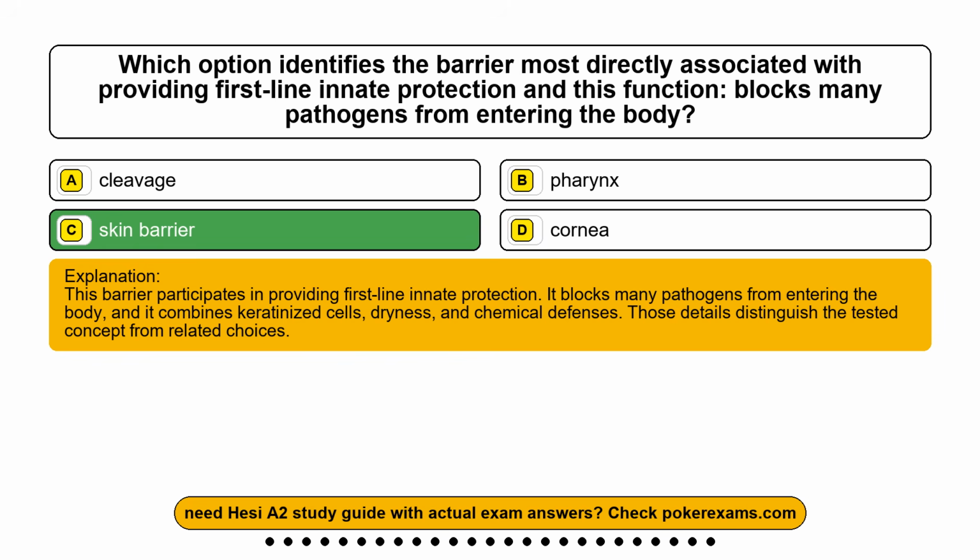This barrier participates in providing first-line innate protection. It blocks many pathogens from entering the body, and it combines keratinized cells, dryness, and chemical defenses. Those details distinguish the tested concept from related choices.